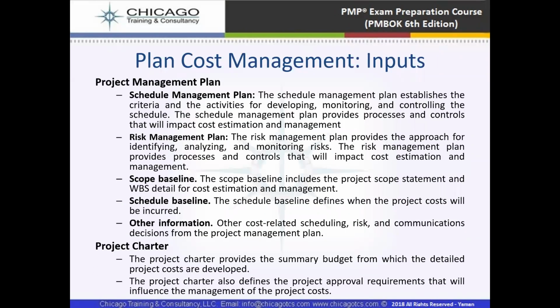Okay, now the first thing is the inputs. The project management plan. What does the project management plan include? It includes the schedule management plan, risk management plan, scope baseline, schedule baseline, and other information. What is the schedule management plan? The schedule management plan is basically the activities in the baseline program or schedule that is developed and that will be monitored and controlled. It provides the processes and controls that will impact cost estimation and management.